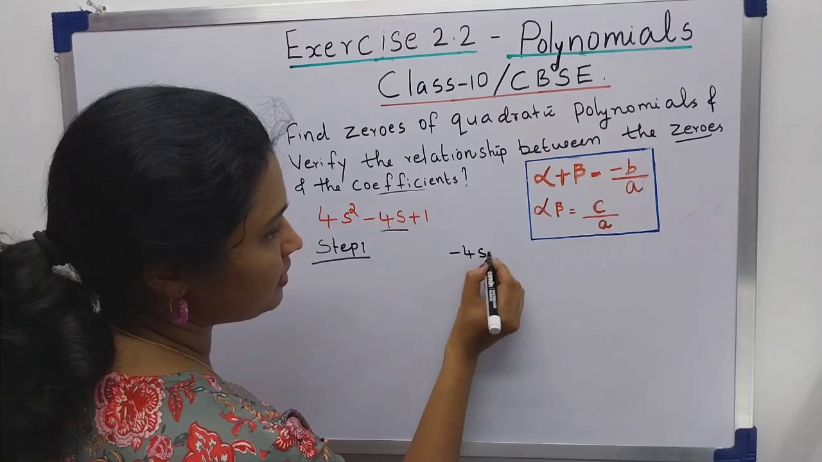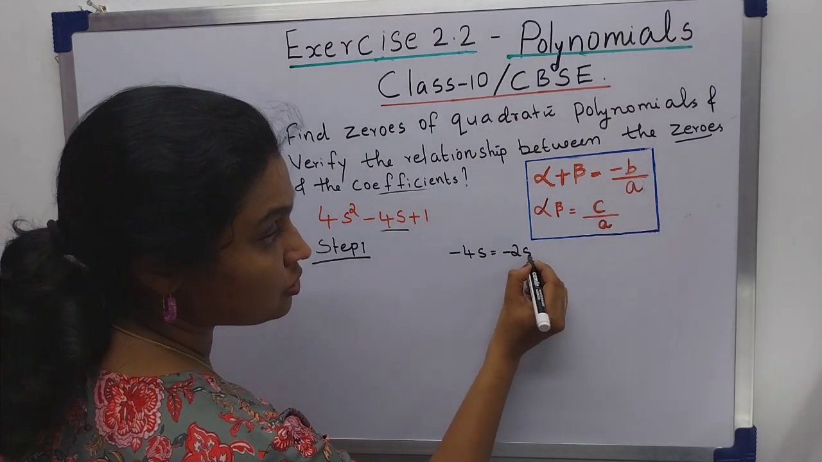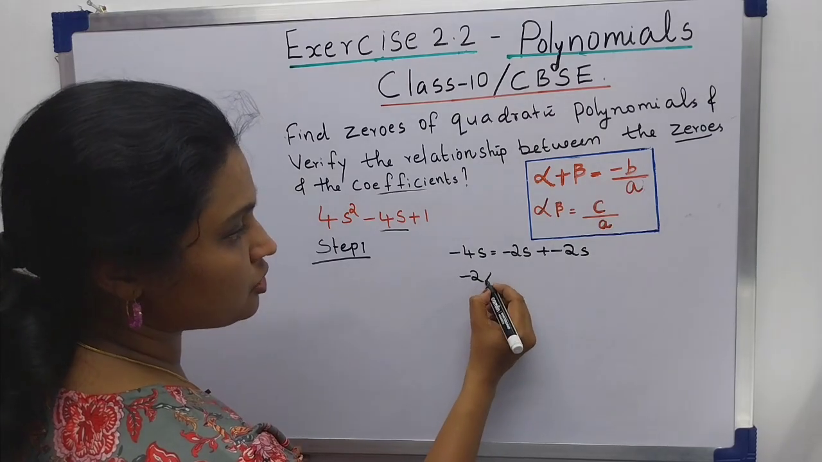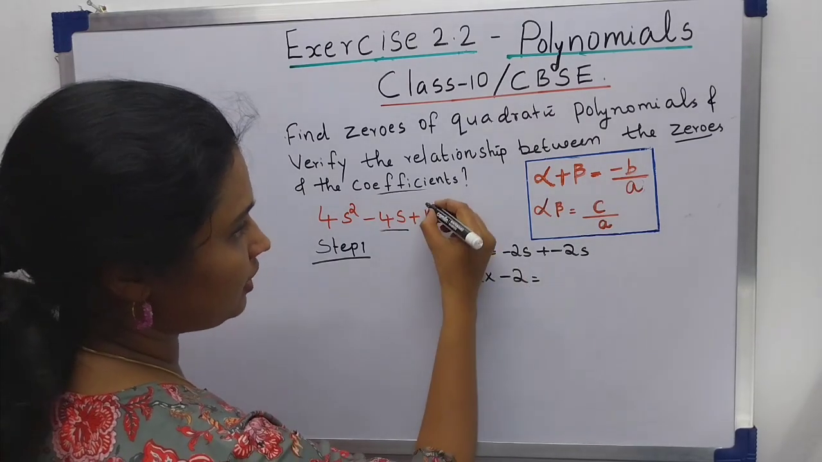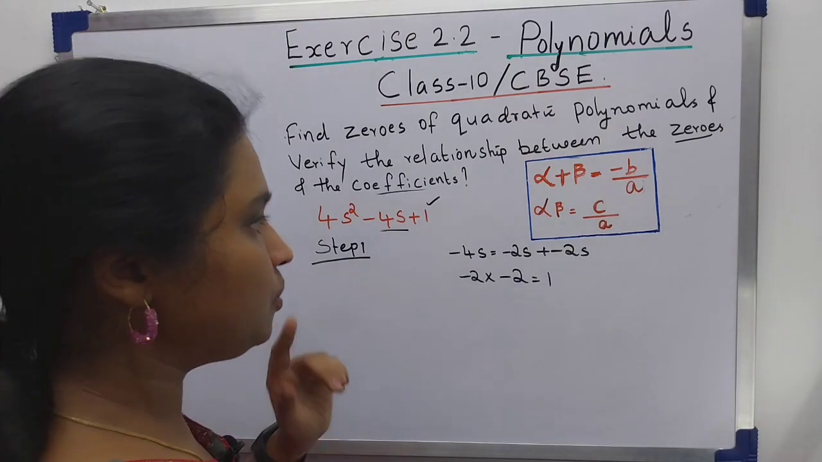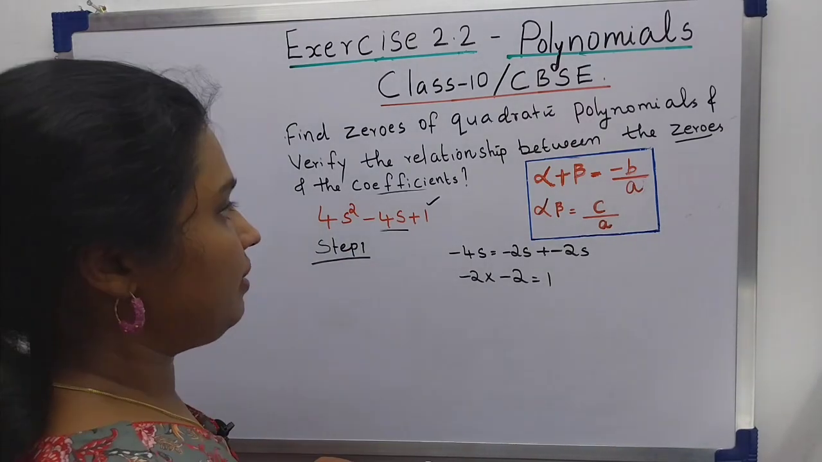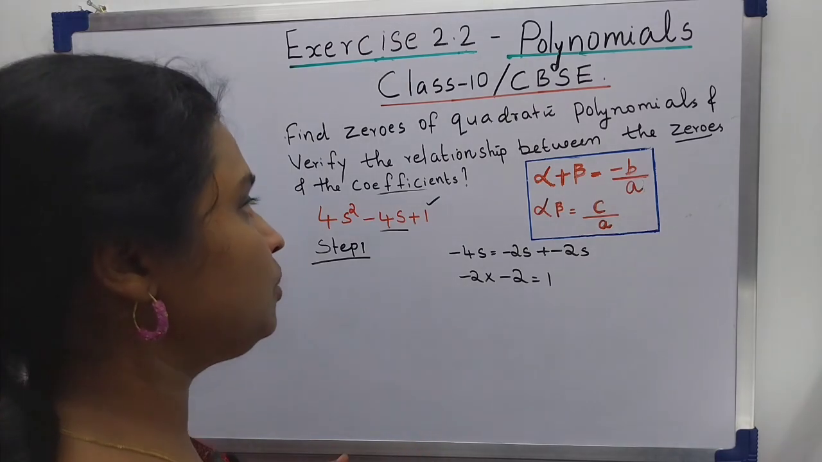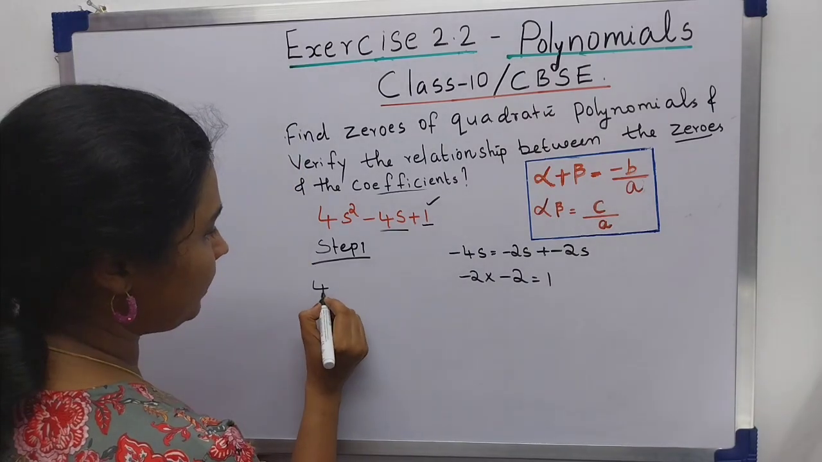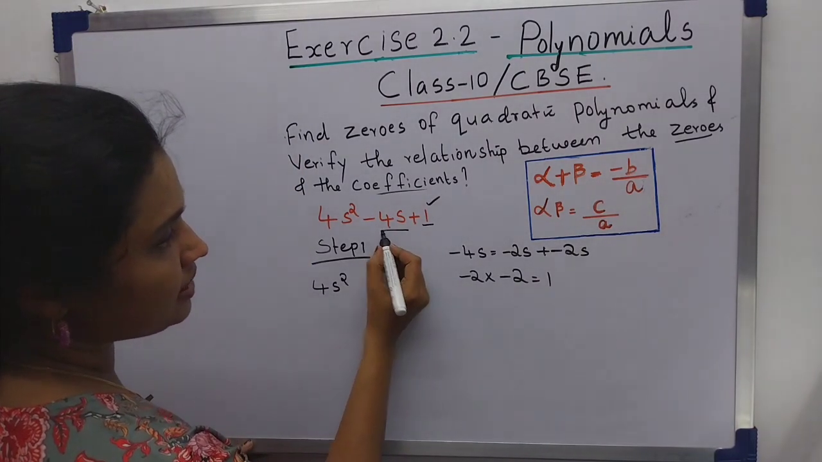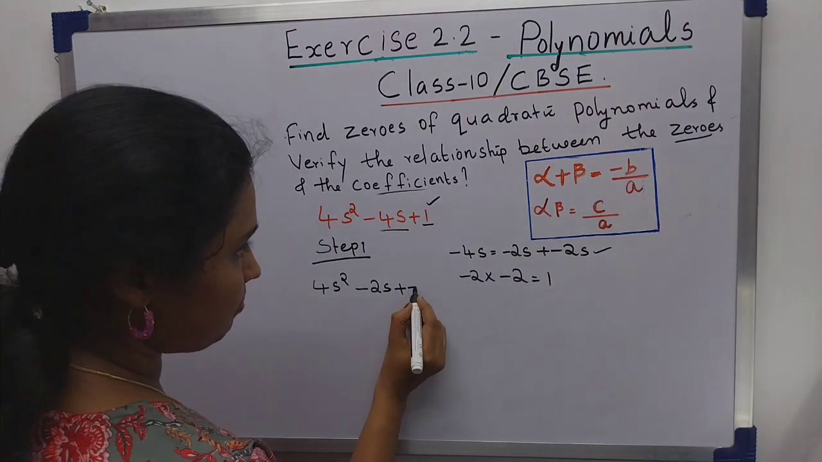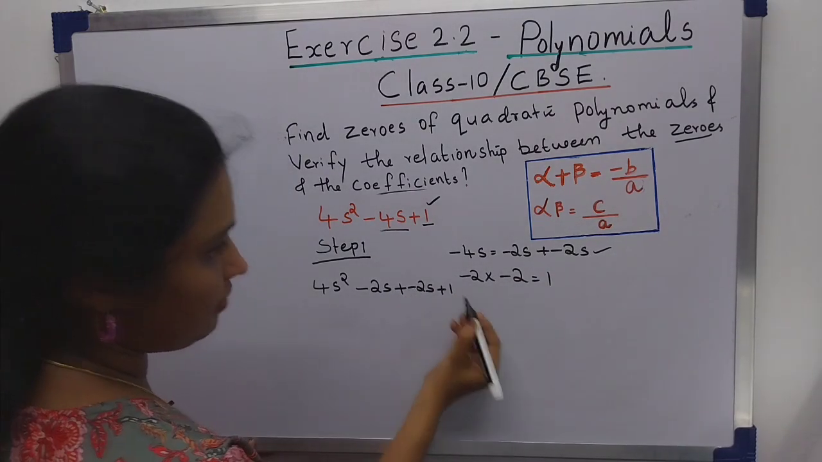So, minus 4x can be written like this: minus 2x plus minus 2x is equivalent to minus 4x. Minus 2 into minus 2 is equivalent to plus 1. That means when you add the two numbers, you get minus 4, while when you multiply those two numbers, you get plus 1. So, 4x square minus 4x can be written as 4x square minus 2x minus 2x plus 1.